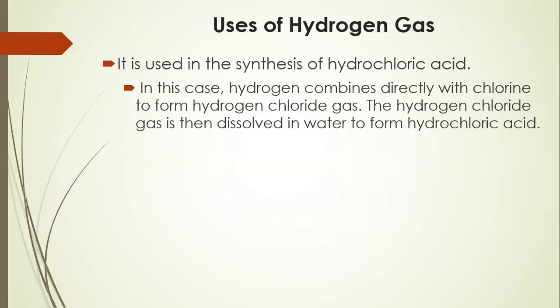The other use is in the synthesis of hydrochloric acid. We've seen that in this case, hydrogen combines directly with chlorine to form hydrogen chloride gas. The hydrogen chloride gas is then dissolved in water to form hydrochloric acid. So, hydrogen gas is basically used in the synthesis of hydrochloric acid.